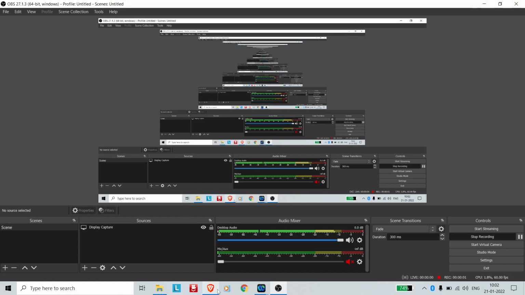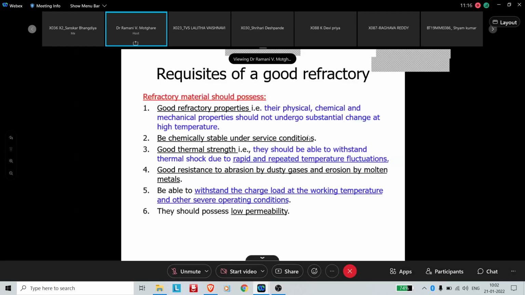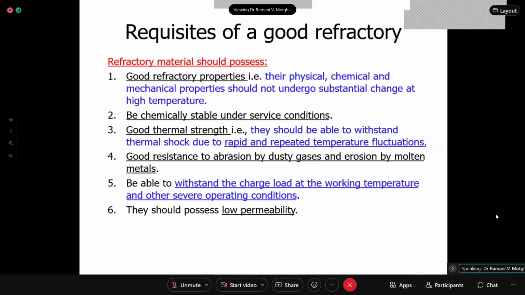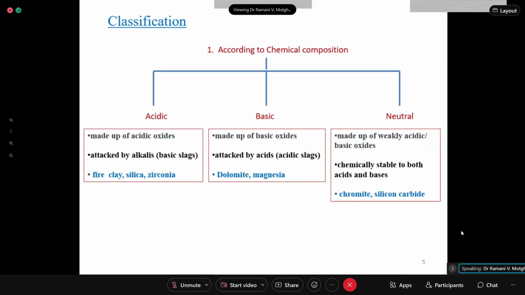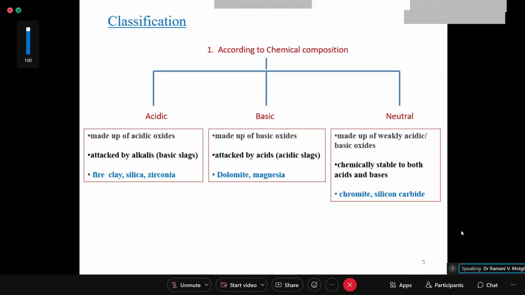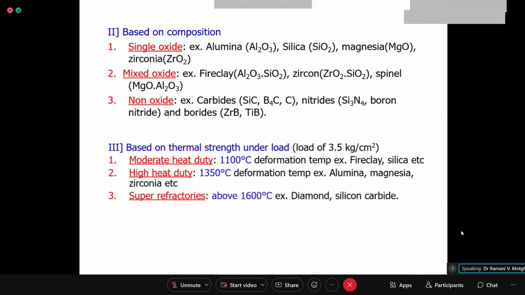Aberration and erosion, should withstand charge load, and it should possess low permeability. Then we saw it is classified based on its resistance to various slags formed. So they are basic, acid refractory, basic refractory, and neutral refractory. Then they are classified based on the composition as single oxide, mixed oxide, and non-oxide refractory.